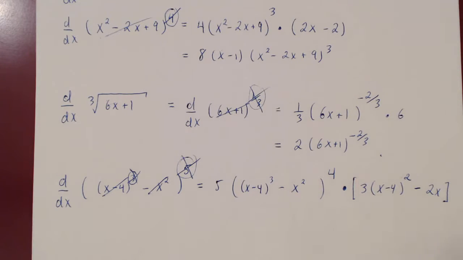We could, if we wanted to here, simplify by squaring this, multiplying by 3 and subtracting 2x, and then see if we can factor it, but that's just algebra. I'll leave it up to you. And now we have the derivative. Let's look at this example.